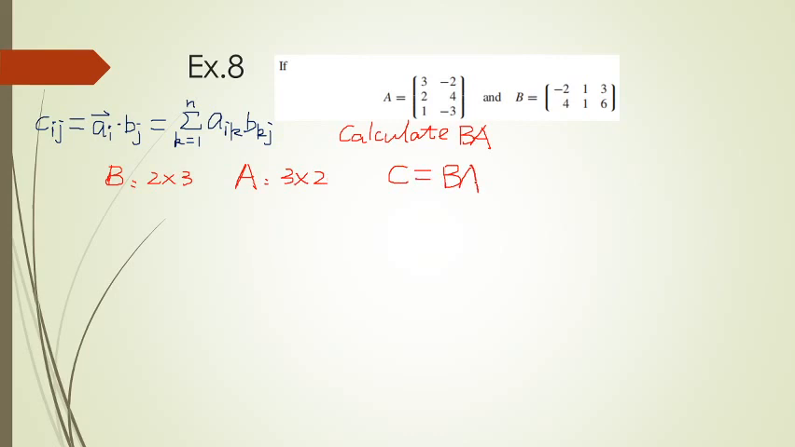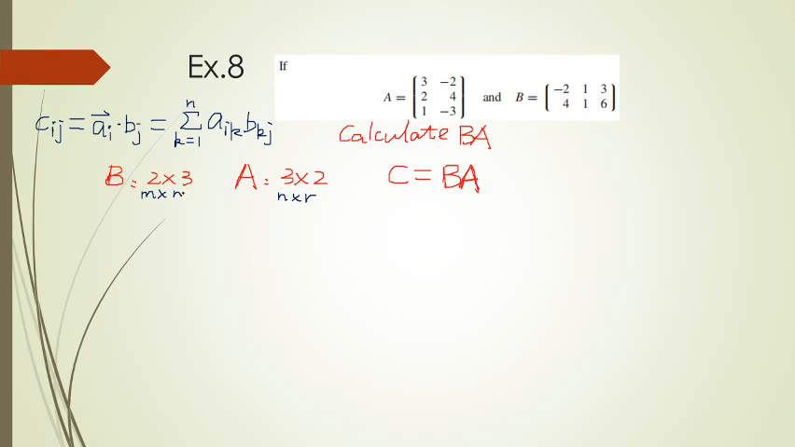So here, the first matrix is M by N. The second matrix is N by R, okay? So we write in this form. The first matrix B is M by N, sorry, and the second matrix is N by R. So N equals 3 disappears.